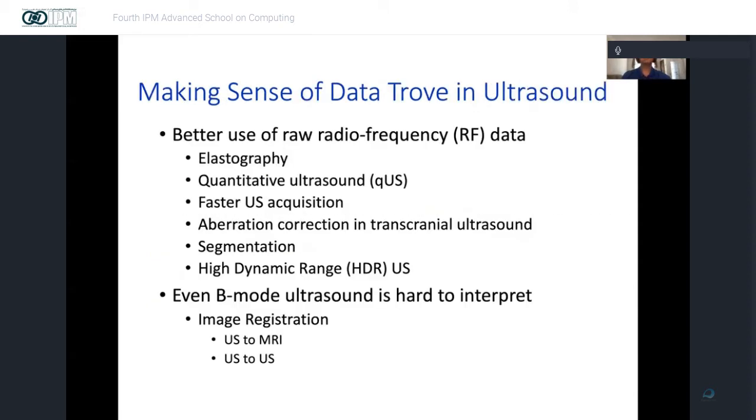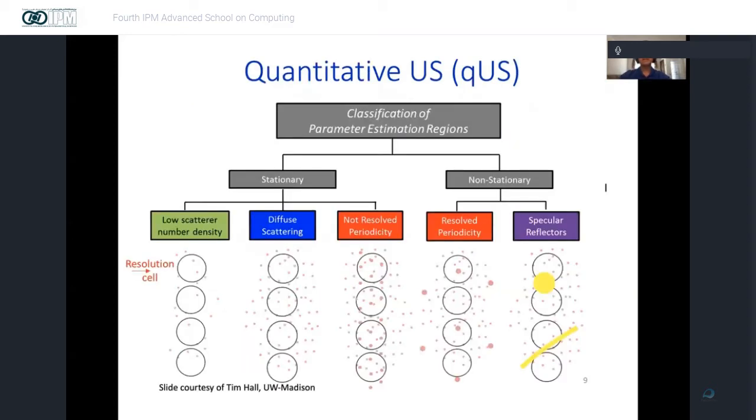Now, let's talk about the second topic, which is quantitative ultrasound. Ultrasound is a fascinating medical imaging modality. It is basically created from the interaction of the acoustic wave with many scatterers. And we can have different scenarios when we image real tissue.